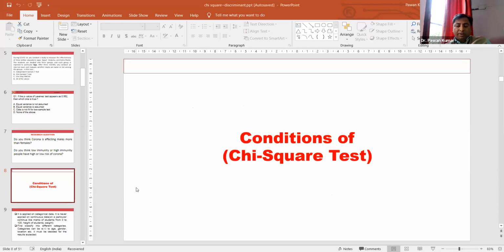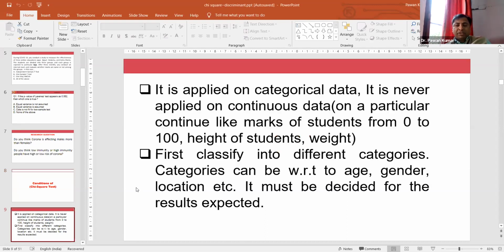So first of all, one thing is very clear, that the first condition is that it is applied on categorical data. The data must be categorical. Categorical means nominal data. The data should not be continuous, meaning it is not applied on continuous data like height of the student, weight of the student, marks of the student. And moreover, you have to classify into different categories. Categories means like age, gender, location, residence, that way.